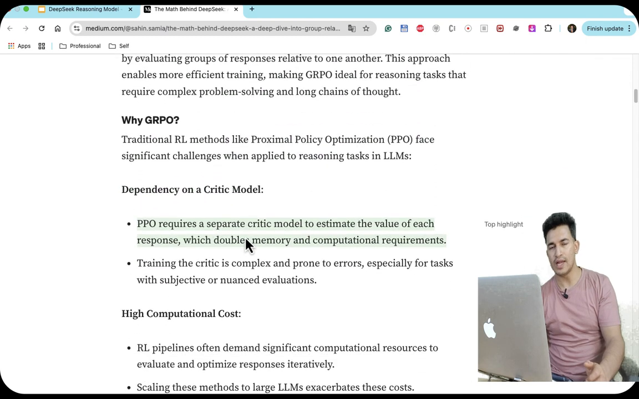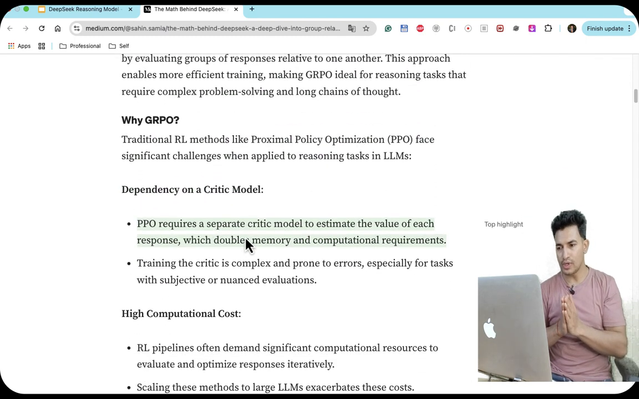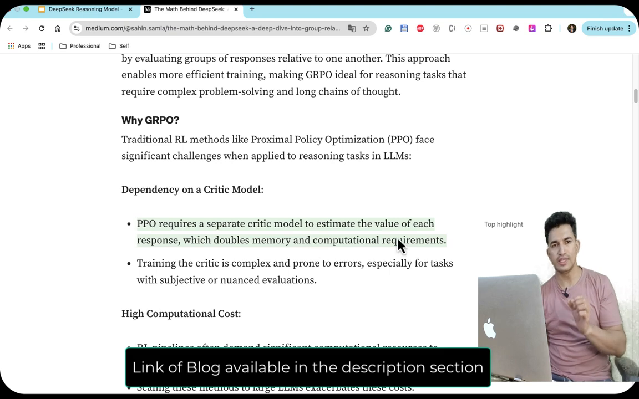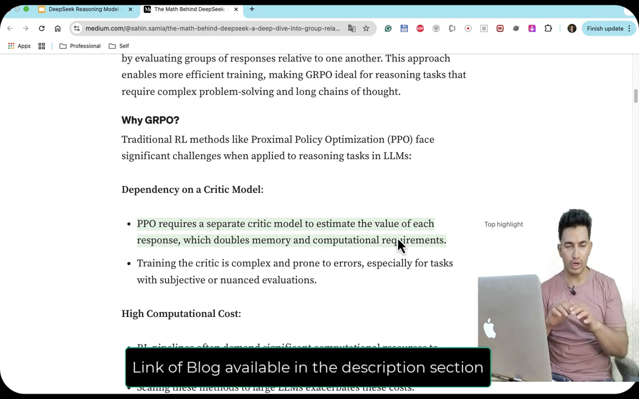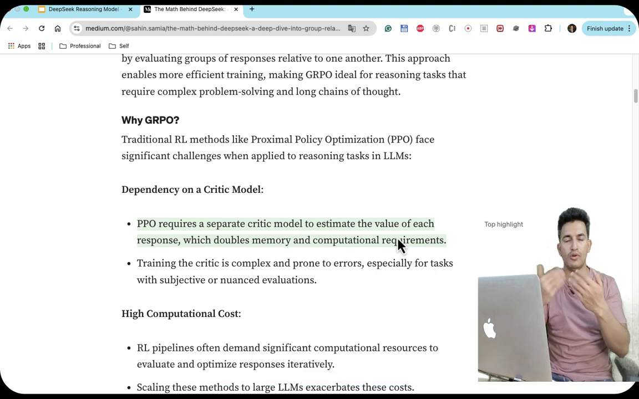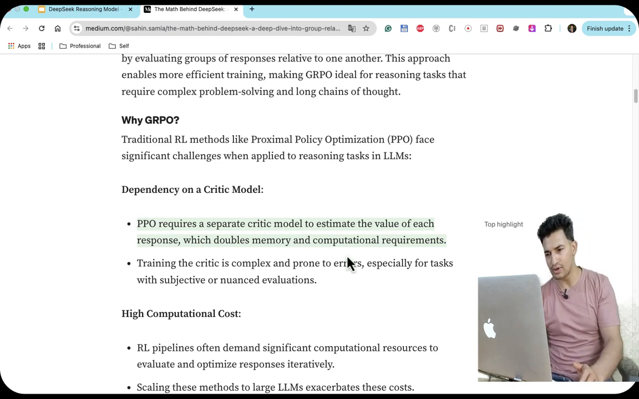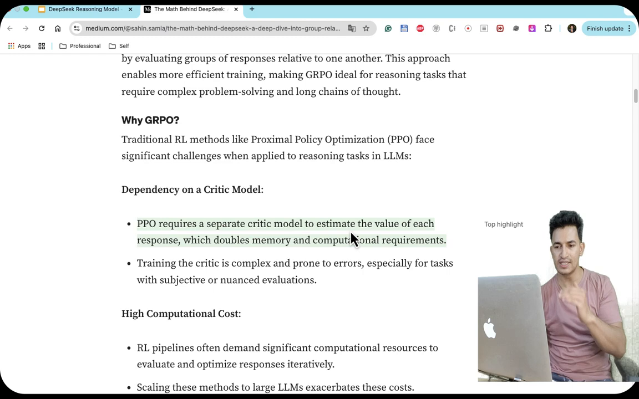Now in PPO, what happens to calculate the reward? What you need to do is estimate the value of each response. Like, if the model is in a particular state, what is the reward it is getting, and the new reward that it gets, how much more advantageous is that new reward compared to the basic value or reward it gets in that state. Now for this value estimation, there is a separate critic model, or a separate neural network model, which estimates the value at each state or each parameter, you can say.